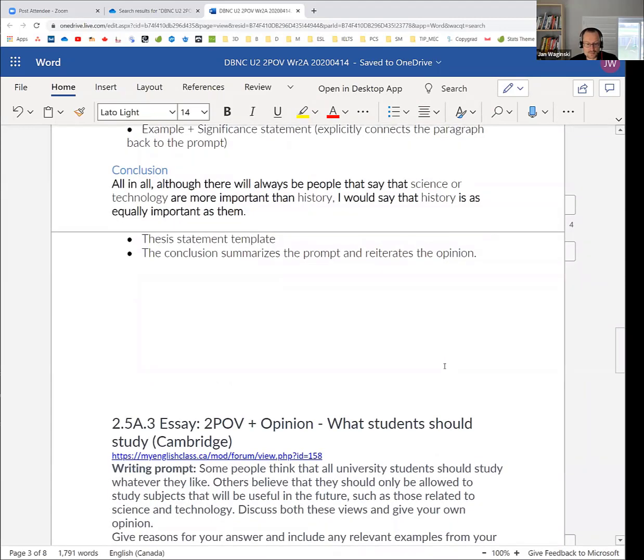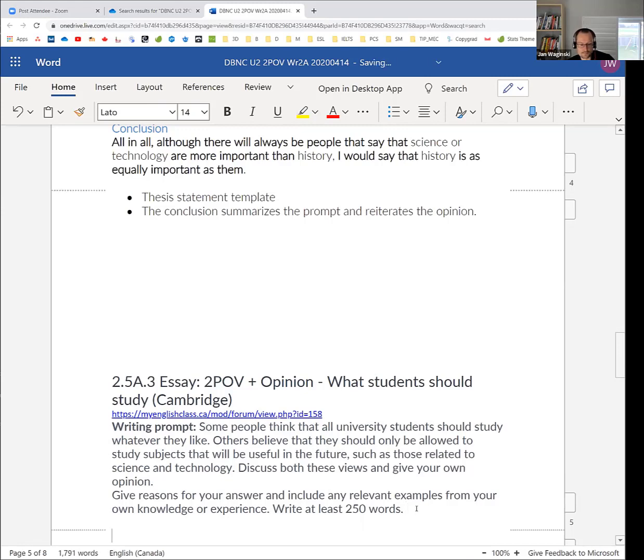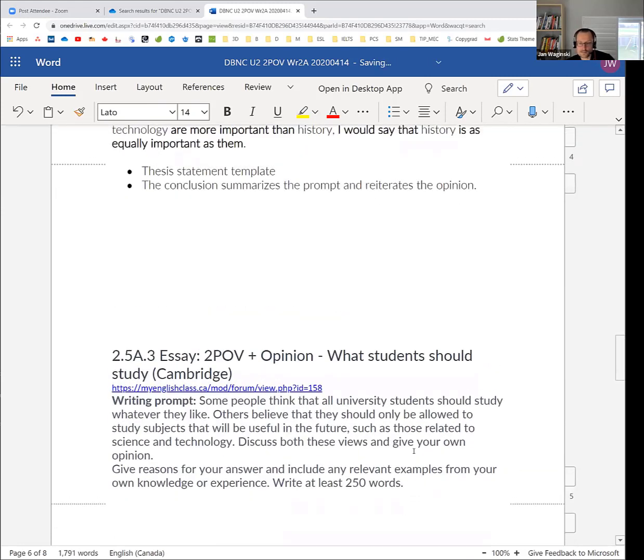Let's look at another example. Some people think that all university students should study whatever they like. Others believe that they should only be allowed to study subjects that will be useful in the future, such as those related to science and technology. Discuss both these views and give your own opinion. What do you think, Safa? Which side would you choose?